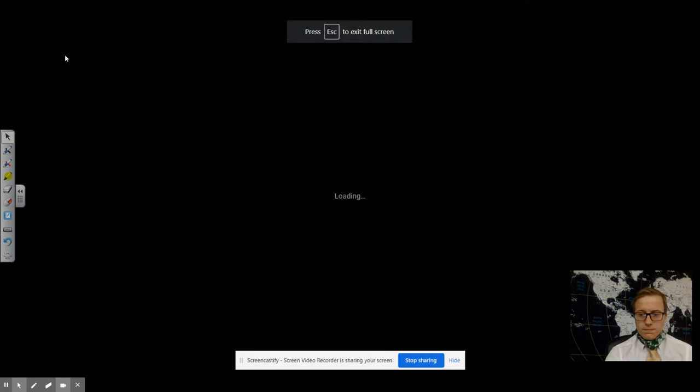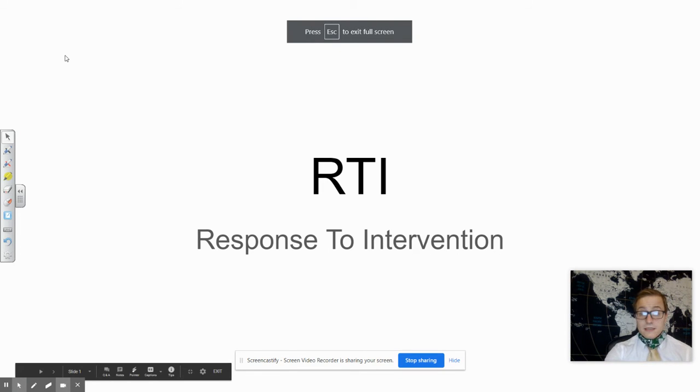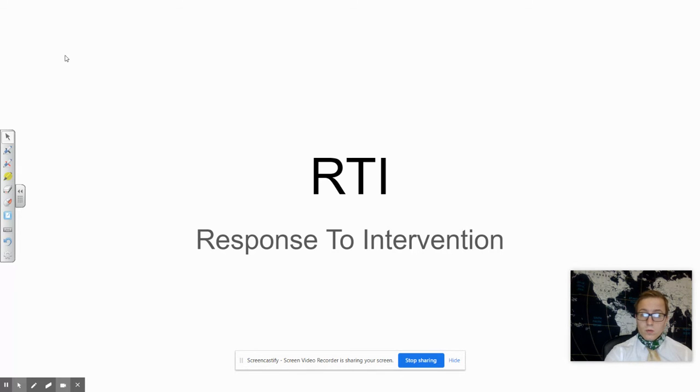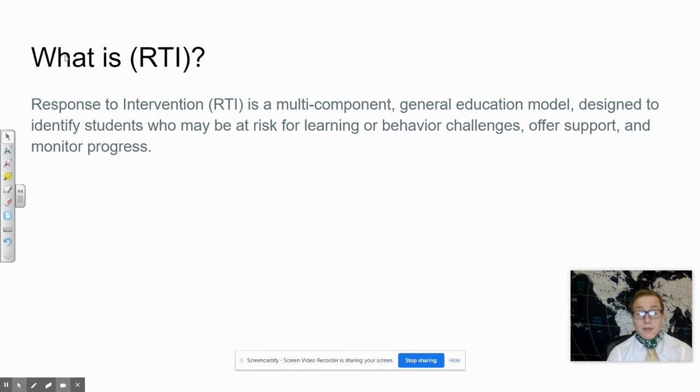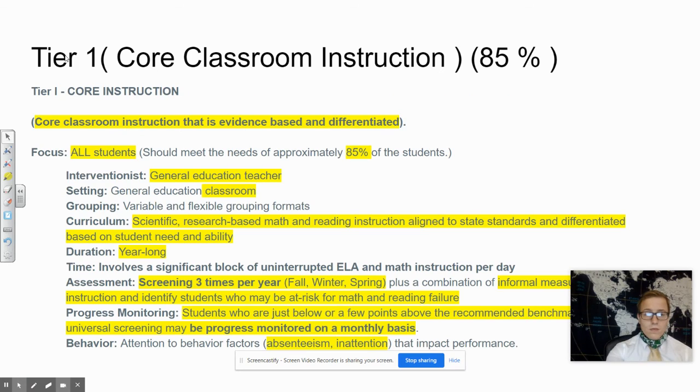Good morning. This meeting is going to be about response to intervention and our expectations while moving forward with it. Response to intervention is a multi-component general education model, and we're going to use it to identify students who may be at risk for learning or behavior challenges, to offer support, and to monitor progress.